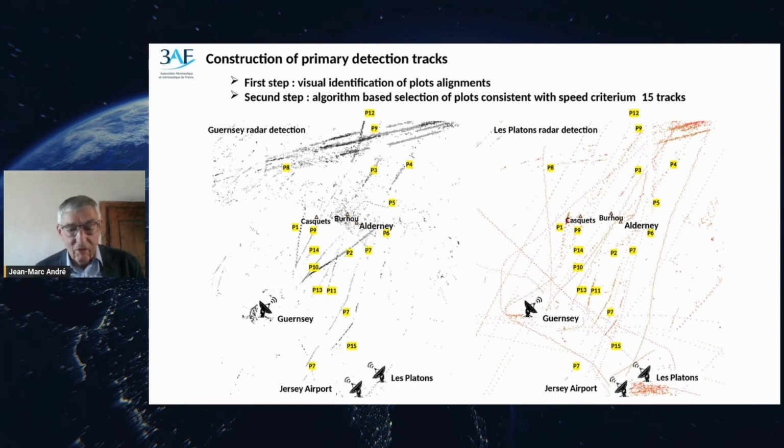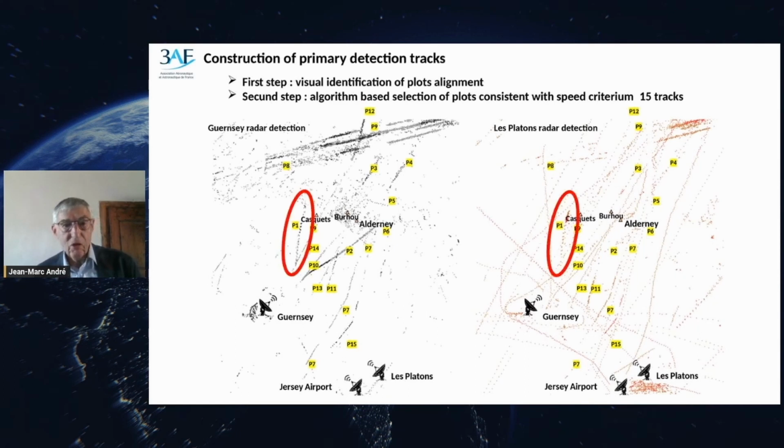As already seen, these tracks have more Guernsey plots than Les Platons plots. We looked at whether this could result from Doppler filtering. Doppler filtering is designed to eliminate fixed or very slow echoes based on the measurement of the relative speed of the target to the radar. However, this cannot be considered as the only or main reason. Let's have a look at some selected tracks that deserve to be examined closely.